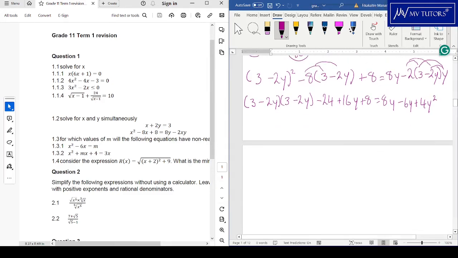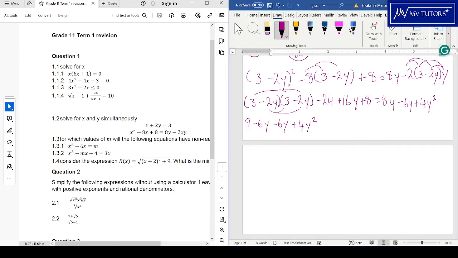Okay, let's move on. Let's do a bit of gymnastics. Let's continue. 3 times 3 is 9. 3 times minus 2y, 3 times 2 is minus 6y, and then this one, it's minus 6y again, and then this one, minus 2 times minus 2 is plus 4y squared. And then these ones I'll rewrite exactly as they are.